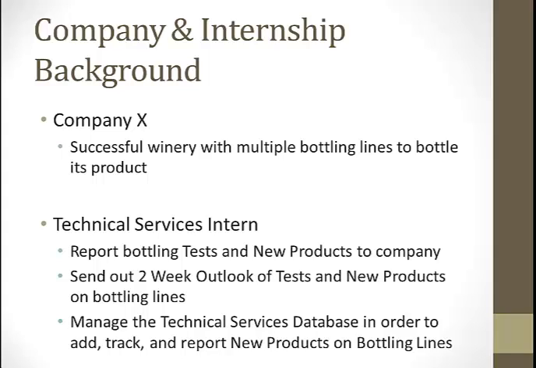In order to manage this 2-week outlook, I kept a database. This database was used to add, track, and report all new products and tests on the bottling lines. For my senior project, I actually created 2 different database systems: a test system and a new product system. Because I do not have enough time during this presentation, I will only go through the new product system since it was the most beneficial to technical services.